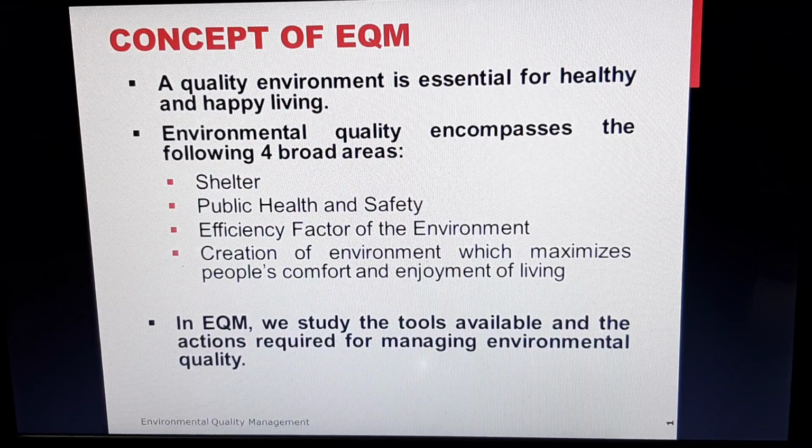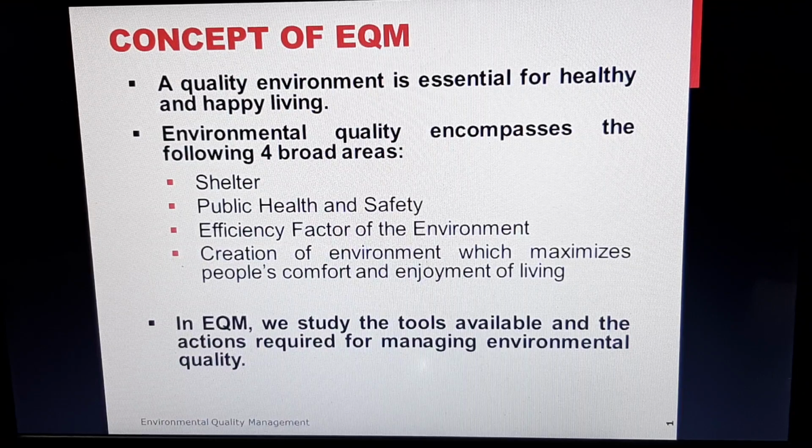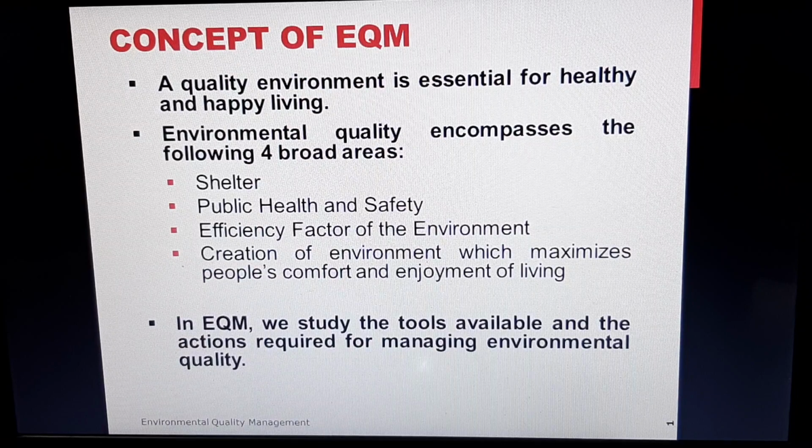The environmental quality encompasses the following four broad areas. Number one is shelter. Shelter, which depends upon the quality and adequacy of residential, commercial, and industrial buildings. Number two, public health and safety, which concerns the prevention of diseases, accidents, and pollution of air, water, soil, etc.